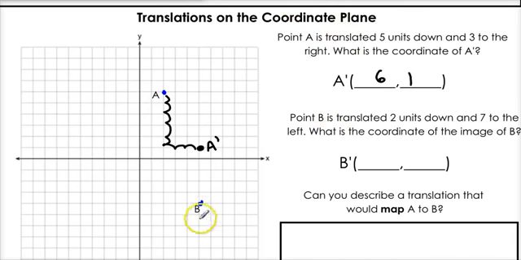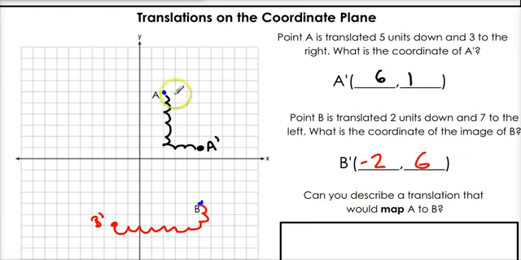Let's try one more example just in case. Point B is translated 2 units down and 7 to the left. What's the coordinate of the image of B? Alright, well let's go. We go down 2, so 1, 2, and then to the left 7: 1, 2, 3, 4, 5, 6, 7. That's my B prime. That coordinate's at -2, 1, 2. And then down 1, 2, 3, 4, 5, 6. -2, 6. Got it.